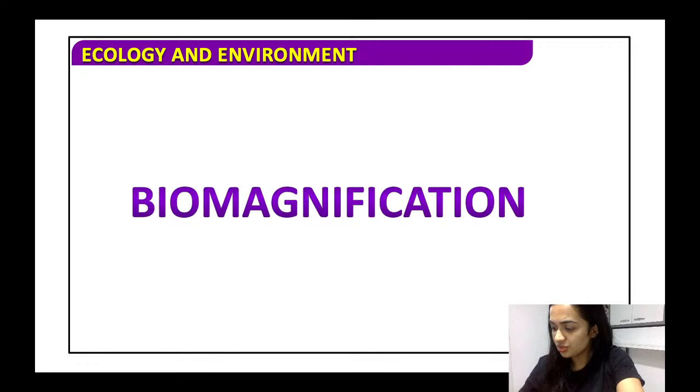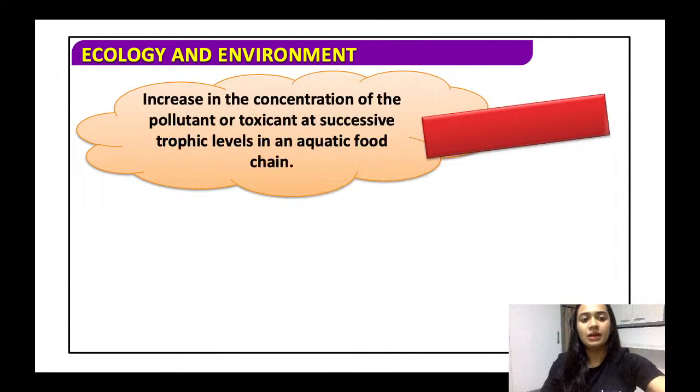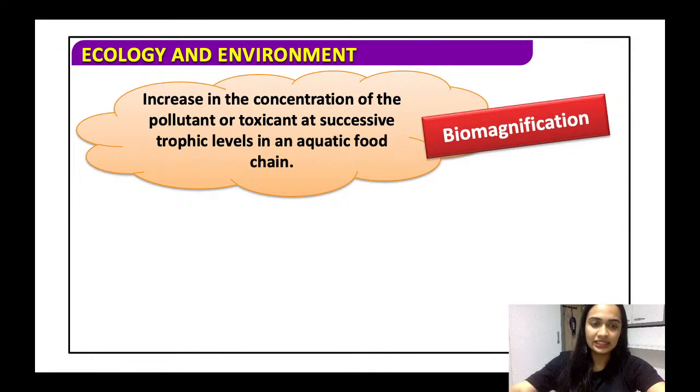So now coming to another very important concept: biomagnification. Biomagnification is basically the increase in the concentration of a pollutant or toxicant at successive trophic levels in an aquatic food chain.